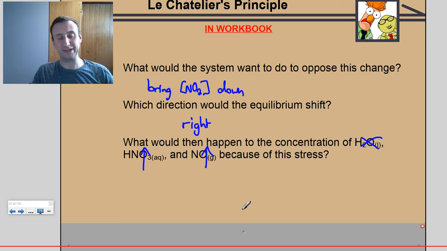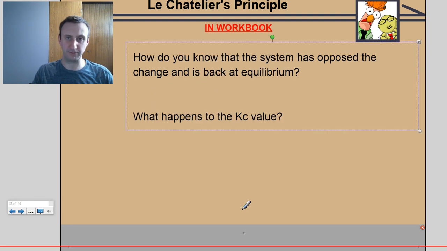By the way, this is in your workbook, so you can take a look and go through it and do it with me. On Edpuzzle, you would have already seen these questions appearing in the stuff in the workbook.